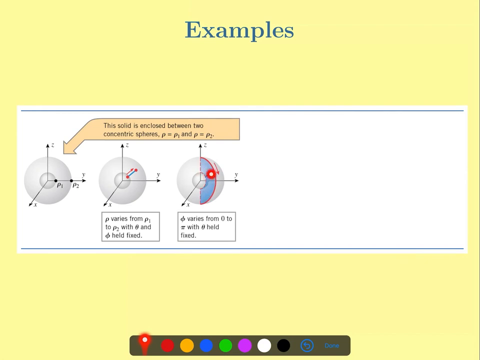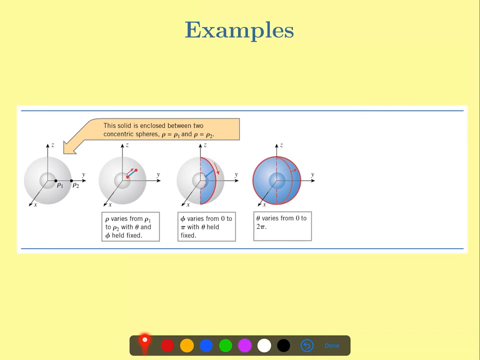And imagine this picture and moving it around the positive z-axis. It starts out over here on the xz plane, and you go all the way around. You're going to go from 0 to 2 pi. So theta varies from 0 to 2 pi.